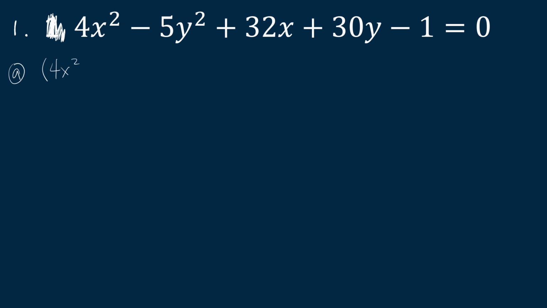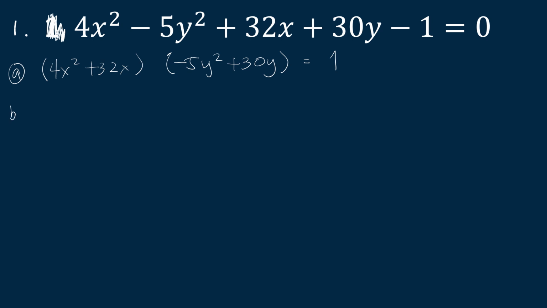It should be 4x squared plus 32x. And then, put inside the parenthesis, the 5y squared with negative: negative 5y squared plus 30y is equal to positive 1. That positive 1 should be on the right side since it has no variable.